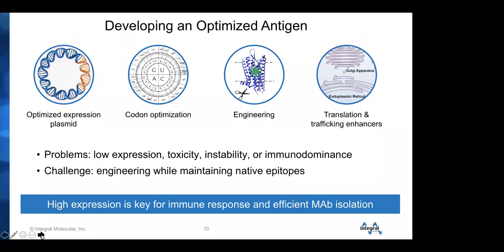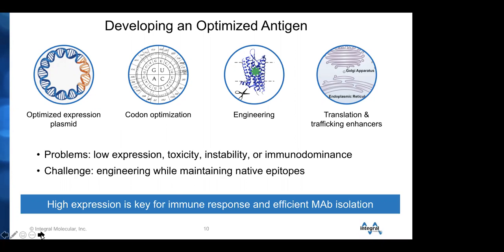Next slide, please. All right, we're going to talk a little more about developing an optimized antigen. The suggestions and considerations on this slide will help overcome many of the expression problems associated with the membrane proteins that we all work with. First, it's important to work with an optimized expression plasmid. Next, make sure your construct is codon optimized. We found this to be very helpful in expression.